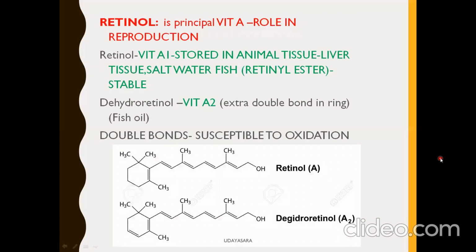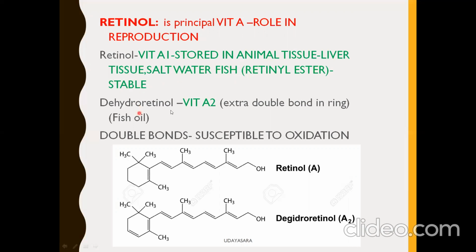So we'll see about the retinol. Retinol is a principal form of vitamin A, and it has its role in reproduction. So retinol is stored in the animal tissues, especially the liver tissue, which is rich in vitamin A1. In saltwater fish, it is present as the retinyl ester. What is retinyl ester? The retinol group combines with a long chain fatty acid, usually palmitic acid, to form the retinyl ester, which is considered to be a very stable form of vitamin A.